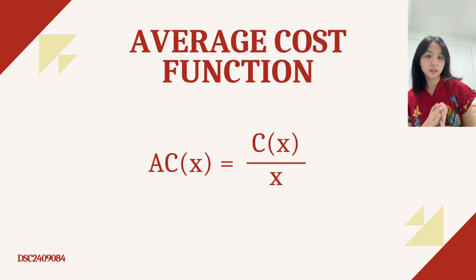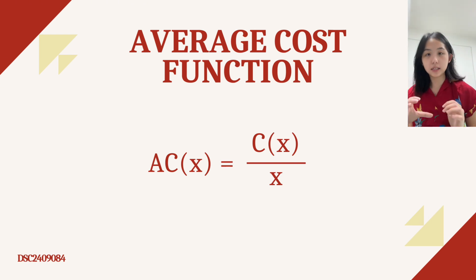Now let's talk about the average cost function. The average cost function, denoted as AC of x or C bar of x, where C is a capital C because the cost function is denoted by capital C too, is crucial for determining the average cost incurred to produce each unit of goods. It's calculated by dividing the total cost, C of x, by the number of units produced, x.